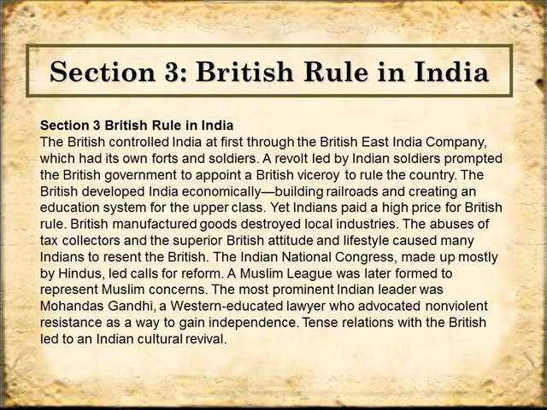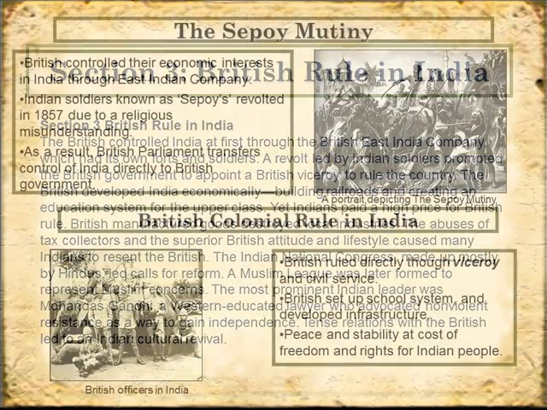British manufactured goods destroyed local industry. The abuses of tax collectors and the superior British attitude and lifestyle caused many Indians to resent the British. The Indian National Congress, made up of mostly Hindus, led for the reform. A Muslim League was later formed to represent Muslim concerns. The most prominent Indian leader was Mahatma Gandhi, a Western-educated lawyer who advocated non-violent resistance as a way to gain independence. Tense relations with the British led to an Indian cultural revival.